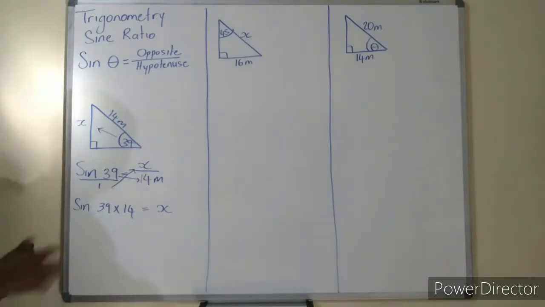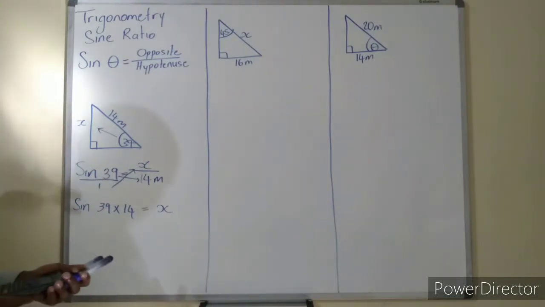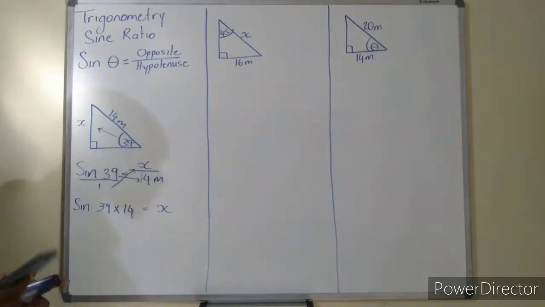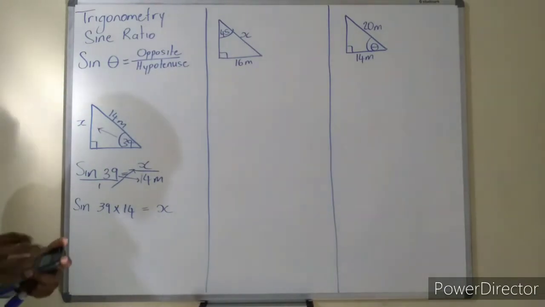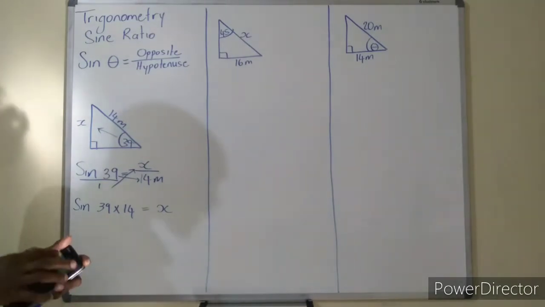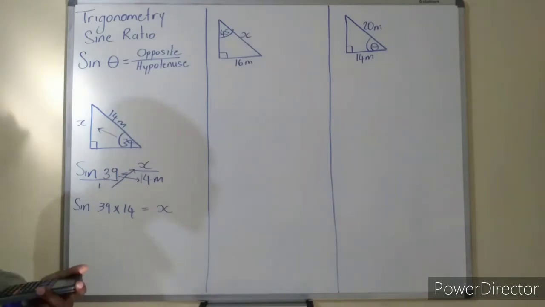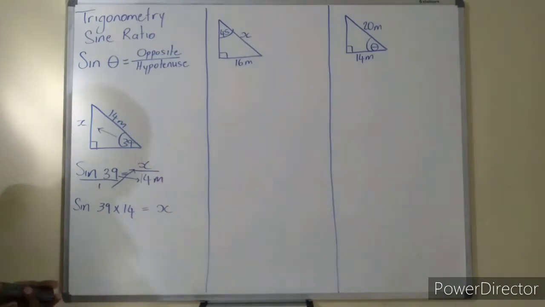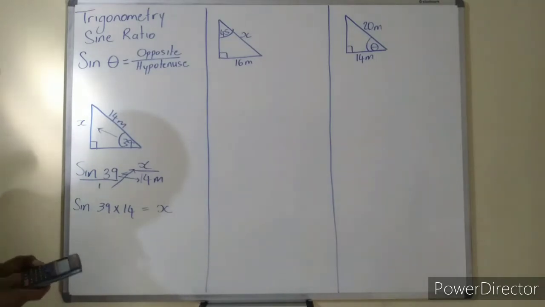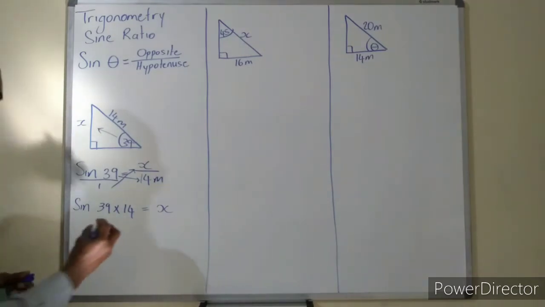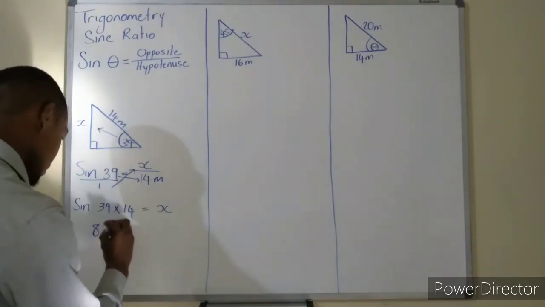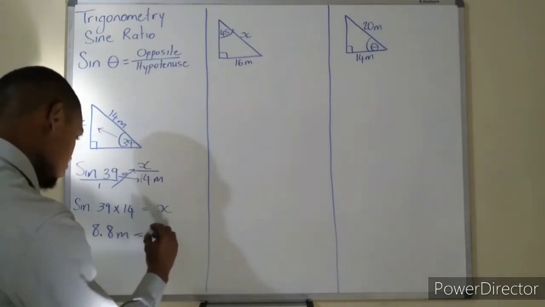Now, when you reach here, you just need to put the values on your calculator. Please ensure you check that your calculator is in degrees. You can generally tell if it's in degrees because at the top you'll see a little d, which represents degrees. If you don't see a d and you see an r, it means your calculator is in radians, and you'll need someone to help you take it out of radians and put it in degrees. So sine 39 multiplied by 14 will be equal to 8.8. So that's 8.8 meters is equal to x.